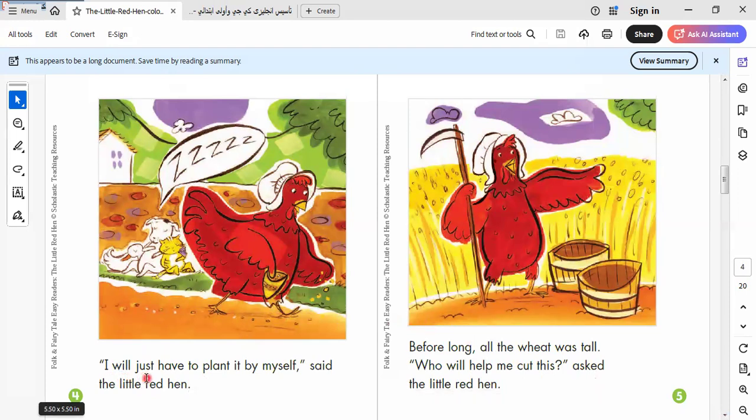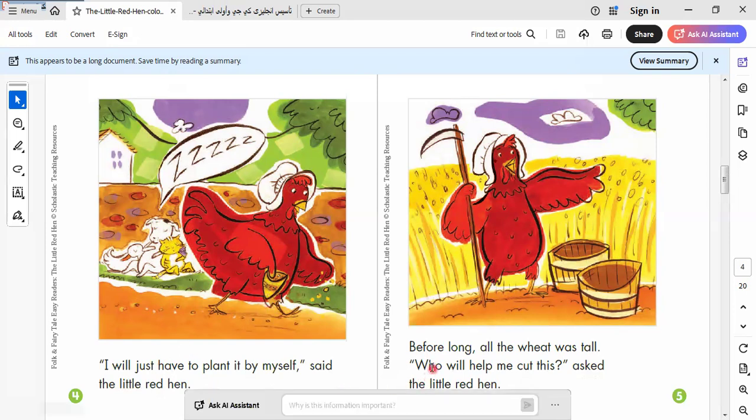I will just have to plant it by myself, said the little hen. So the little hen depended on herself to plant it. All of them couldn't work with her, but they wanted to eat at the end, without making any effort.